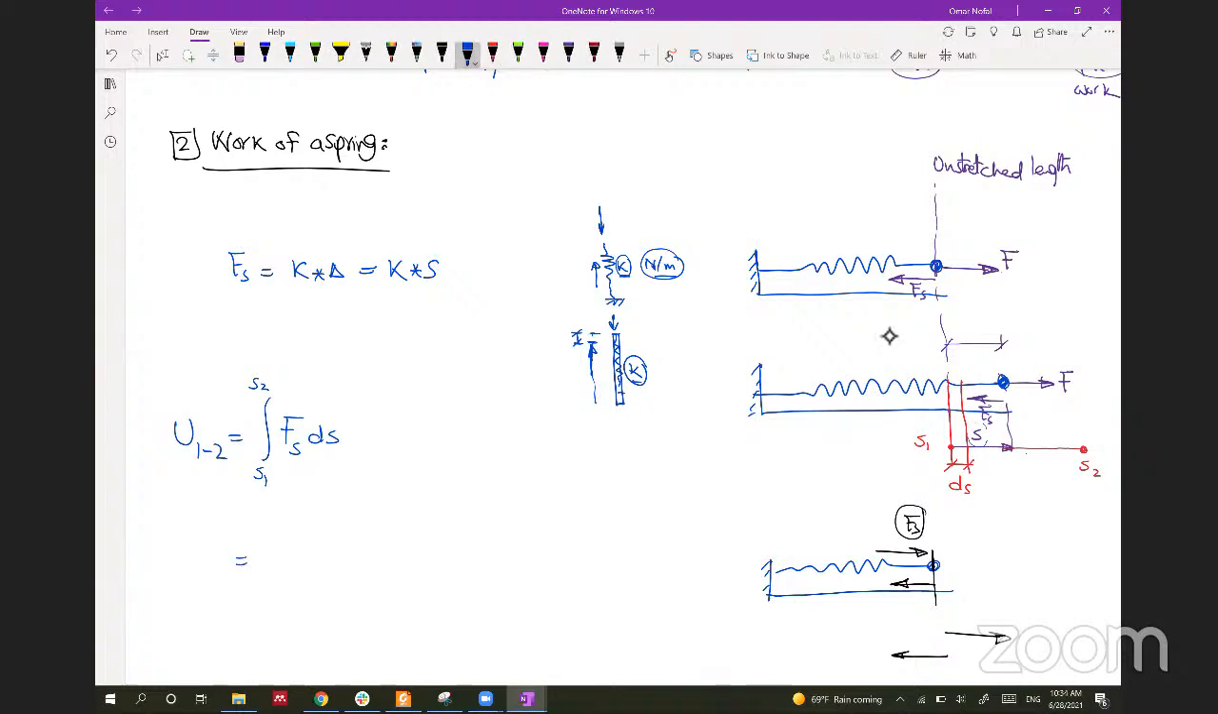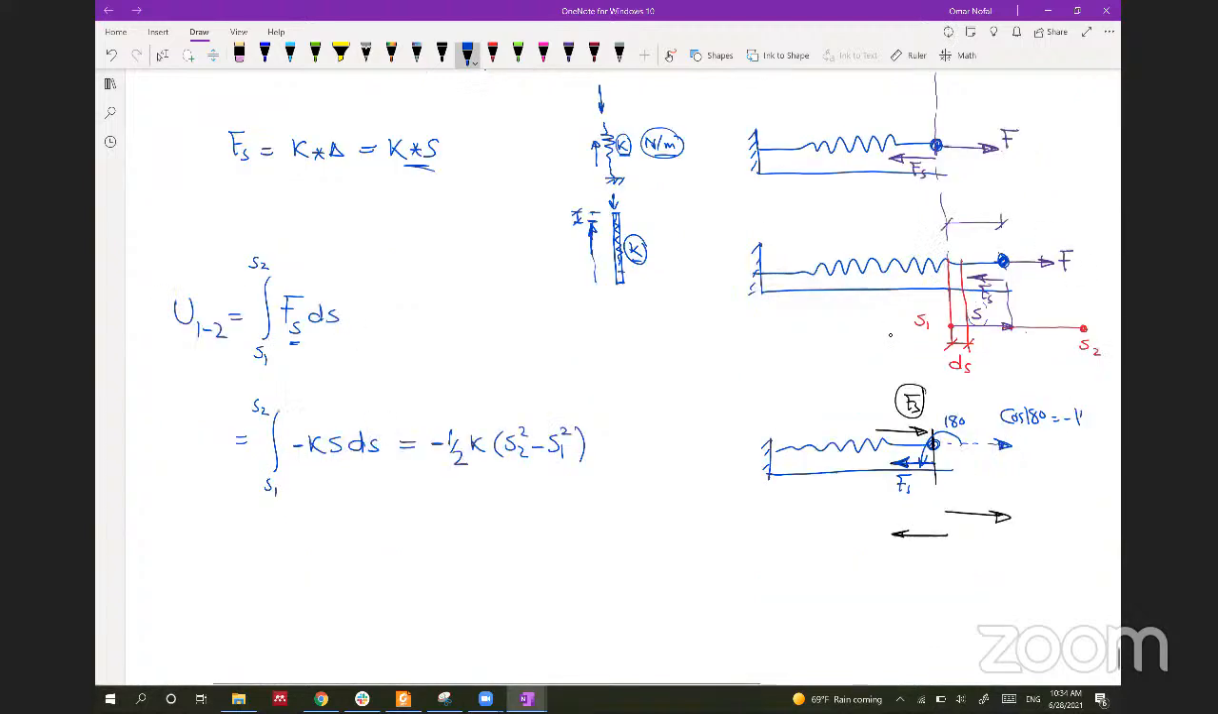If we integrate that, it will be equal to the integration from S1 to S2, where Fs is equal to negative K multiplied by S. Why is it negative? Because it's always in the direction opposite to the direction of movement. If the spring is moving this way, the Fs will be going this way, so the angle between them is 180, and the cosine of 180 is -1. That's why we have negative, and it's always negative. And we have ds here, and if you integrate this, it will be -½ multiplied by K times (S2 squared minus S1 squared). So this is the work done by the force inside the spring.